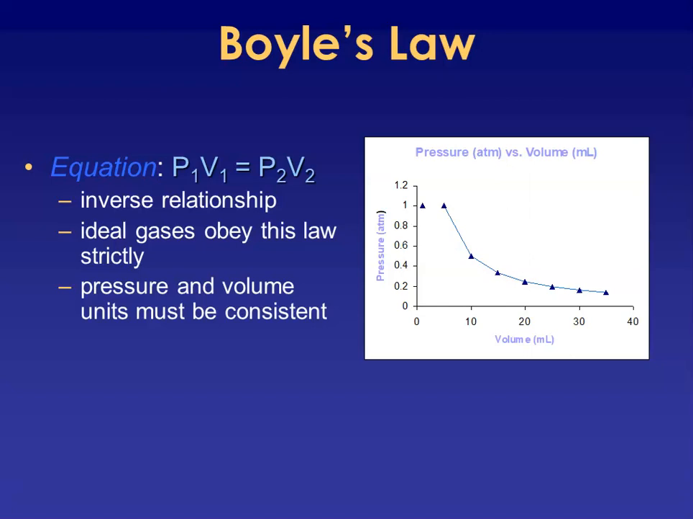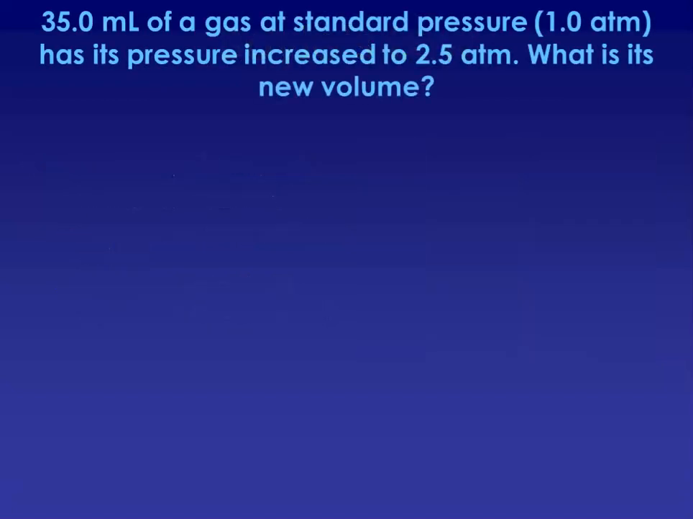Units have to be consistent, but you can use whatever units you want for pressure or for volume to explore this relationship. So here we have 35 milliliters of a gas at standard pressure. Remember, standard pressure again is that 1 atmosphere. Pressure goes up to 2.5. What is the new volume? So if our pressure increased, our volume should decrease.